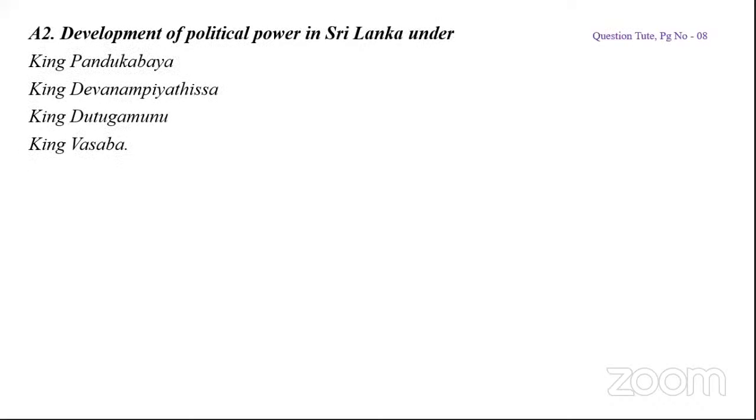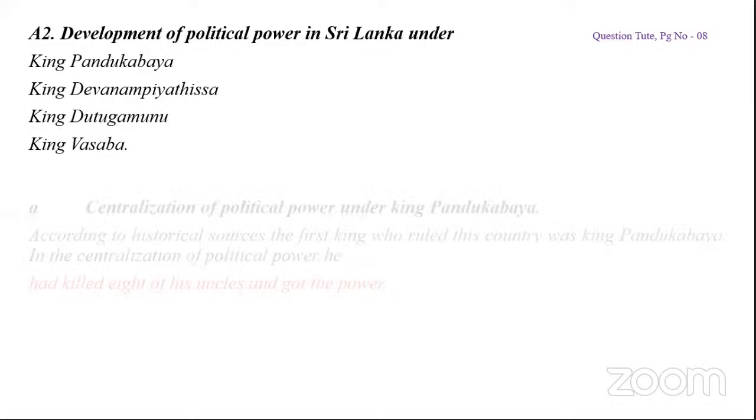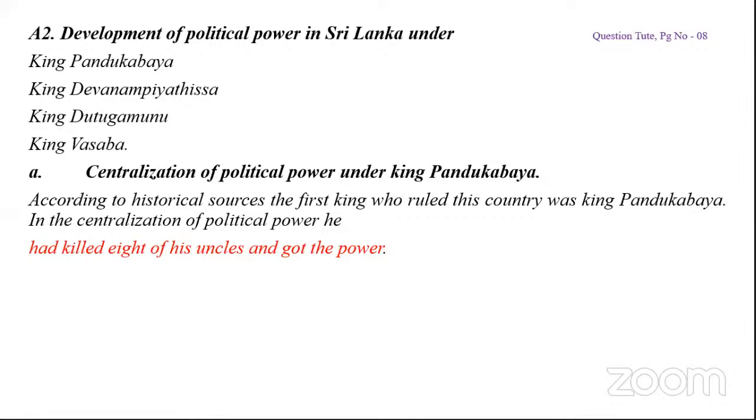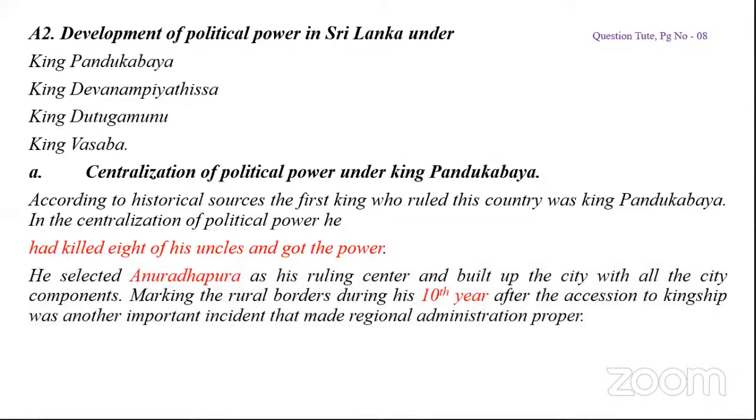Development of political power under these four people, page number 8 of the question page. So this one, centralization of political power under King Pandukabhaya. According to historical sources, the first king who ruled this country was King Pandukabhaya. In the centralization of political power, he killed 8 of his uncles and got the power. He selected Anuradhapura as his ruling center and built up the city with all the city components. Marking the rural border during the 10th year after the assassination of kingship was another important incident that made regional administration proper.